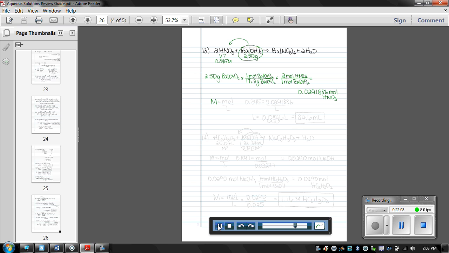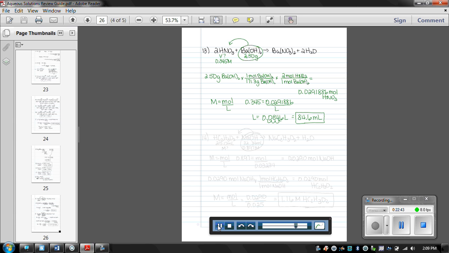Then I'm going to use the molarity equation. I already know the molarity of my acid is 0.345. I'm going to plug in my moles of my acid that I just found, and I'm going to solve for volume. So my volume is going to be, rounded to 3 sig figs, 0.0846 liters. The problem said, what is it in milliliters? So 1, 2, 3 places to the right, and I get an answer of 84.6 milliliters.